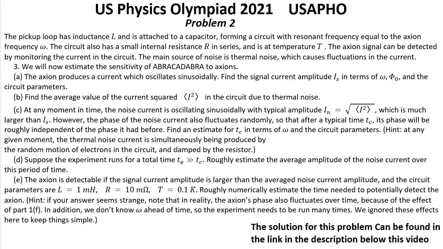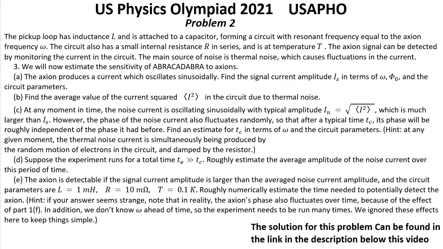Part 3. We will now estimate the sensitivity of ABRACADABRA to axions. A. The axion produces a current which oscillates sinusoidally. Find the signal current amplitude I_s in terms of ω, Φ0, and the circuit parameters. B. Find the average value of the current squared, ⟨I²⟩, in the circuit due to thermal noise.